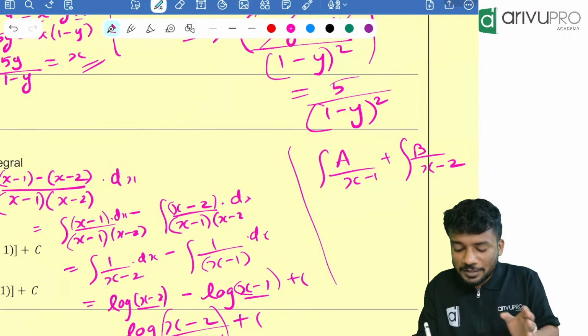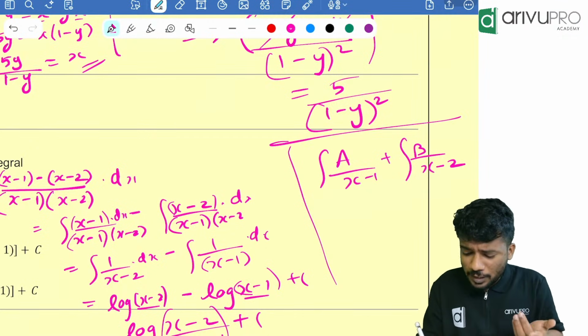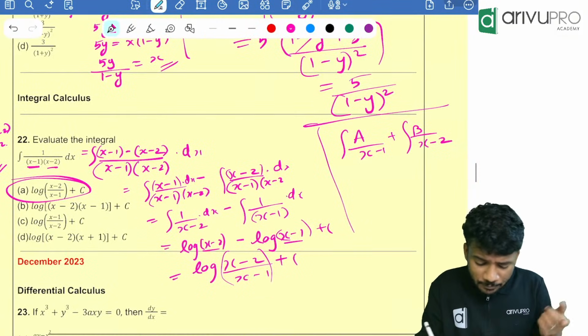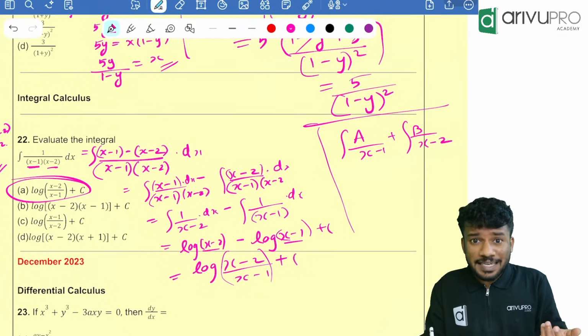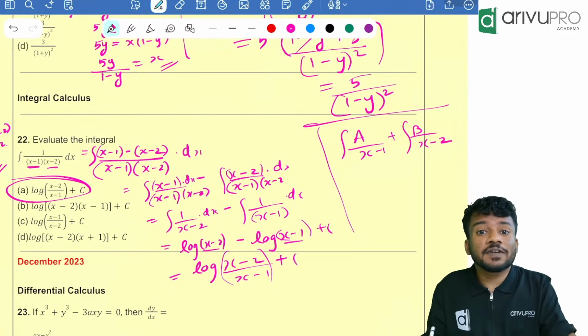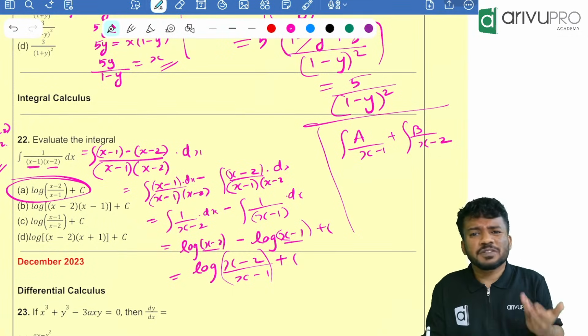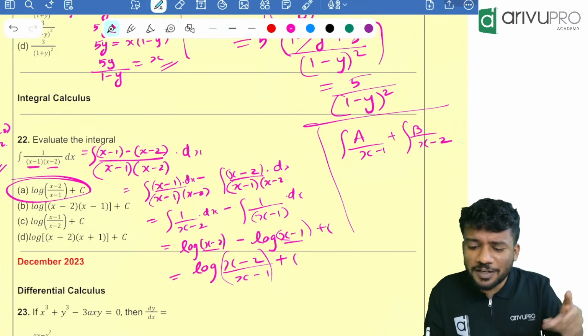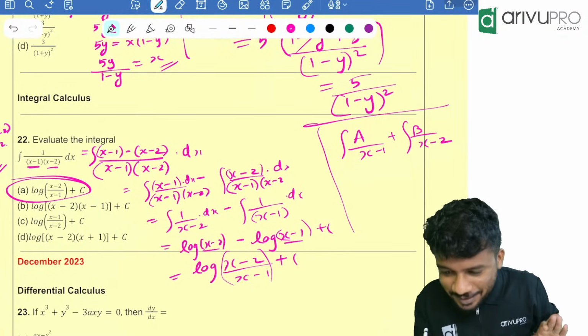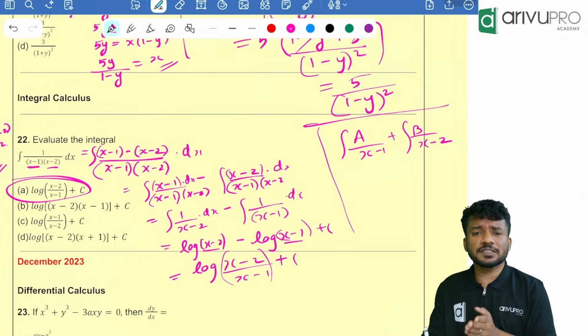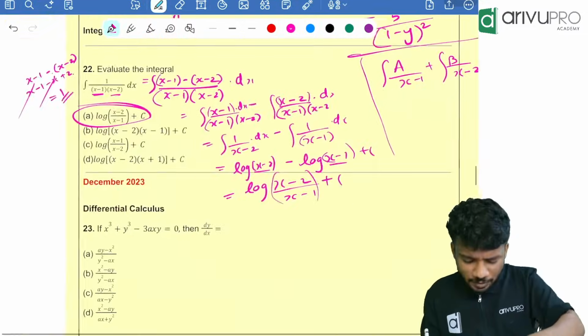Then from that you will do what? You will assume x is equal to 1, then find the value of a, then put x is equal to 2 and find the value of b. Anyway, you will get the answer. Instead of wasting that much time, we are doing it this way. Understood? Anyway, if you are finding this difficult, go for partial fraction.